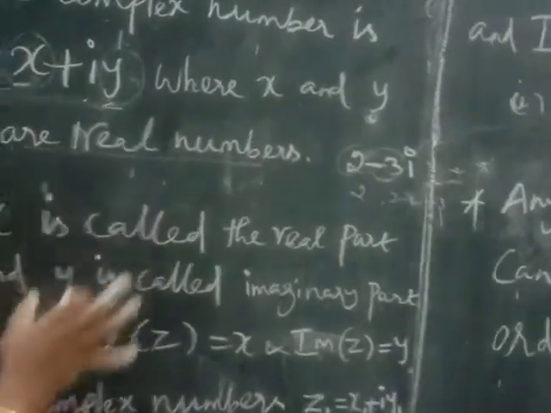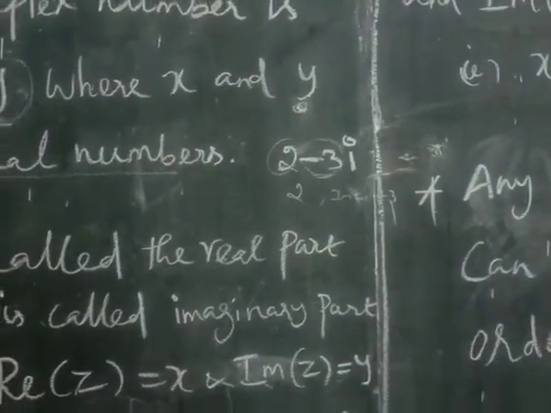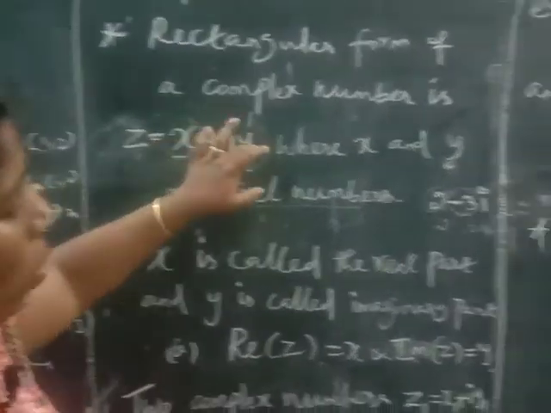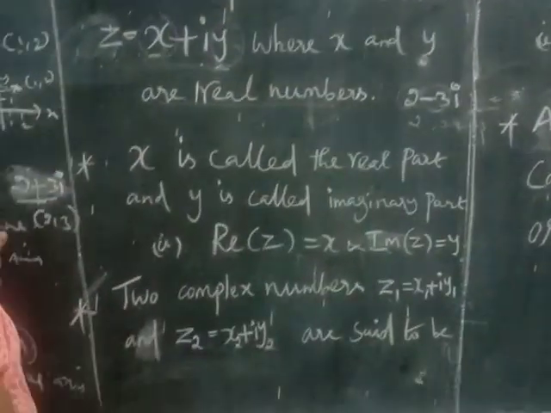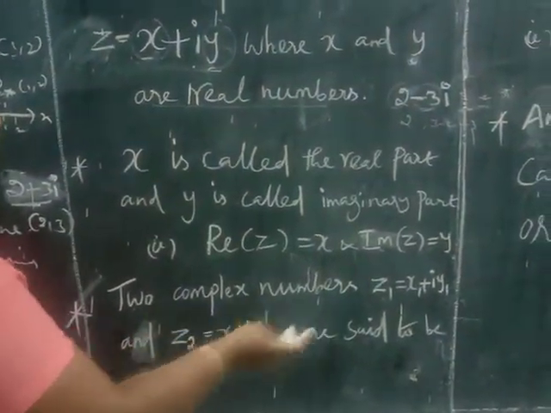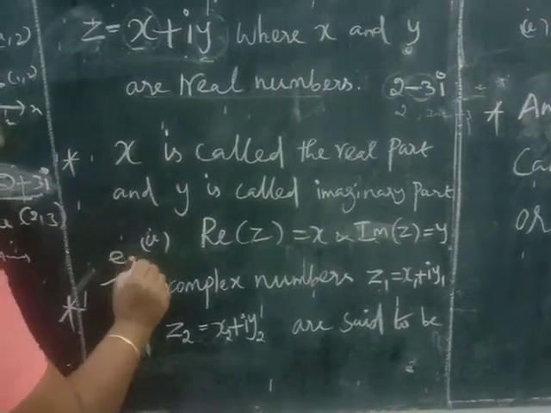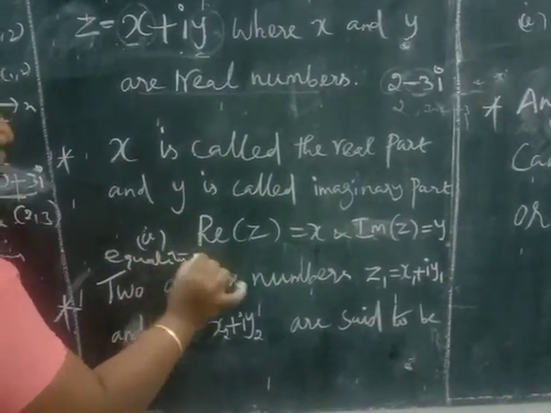Okay. So this is the basic concept. General form x plus iy, x is the real part and y is the imaginary part. Okay. Next, equality of a complex number.